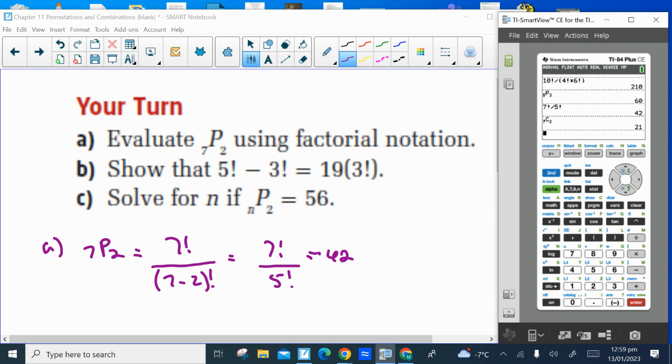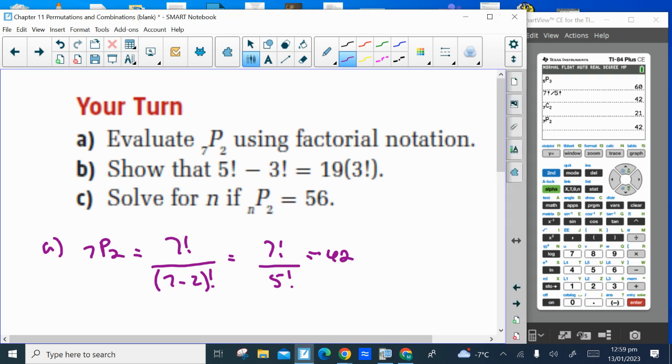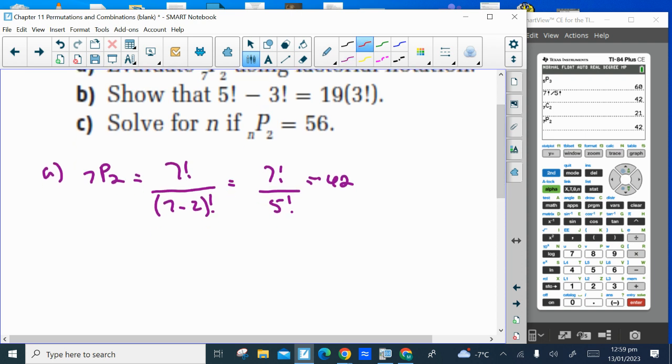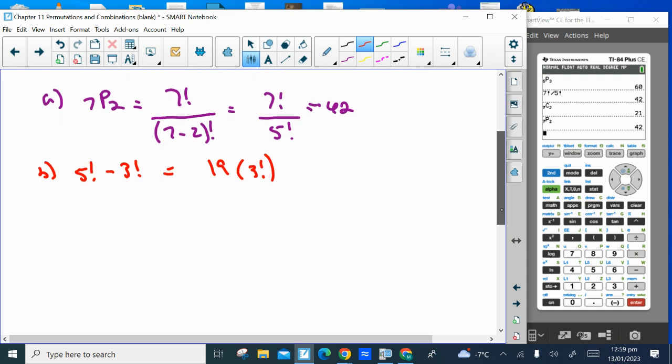Oh, I press C2. Try that again. There we go. Gets our 42 answer. We saw a question similar to question B yesterday. Show that 5 factorial minus 3 factorial is equivalent to 19 times 3 factorial. Show that those two are equivalent.